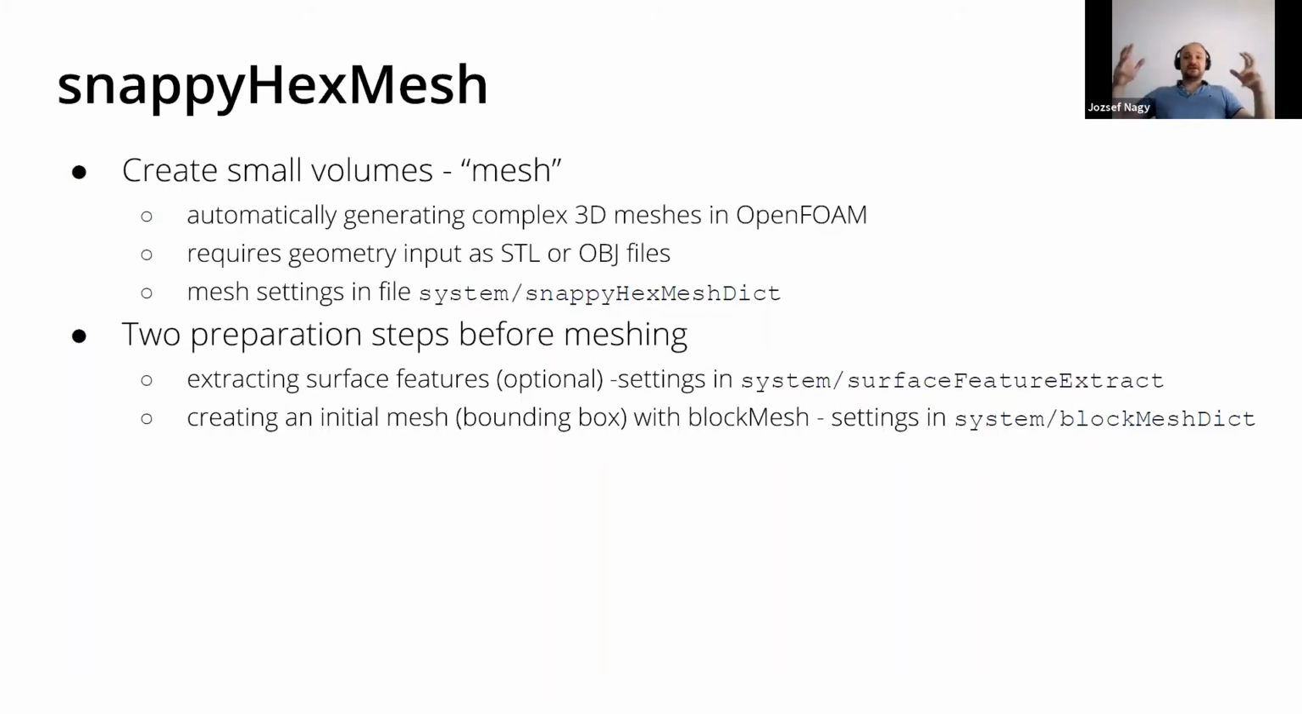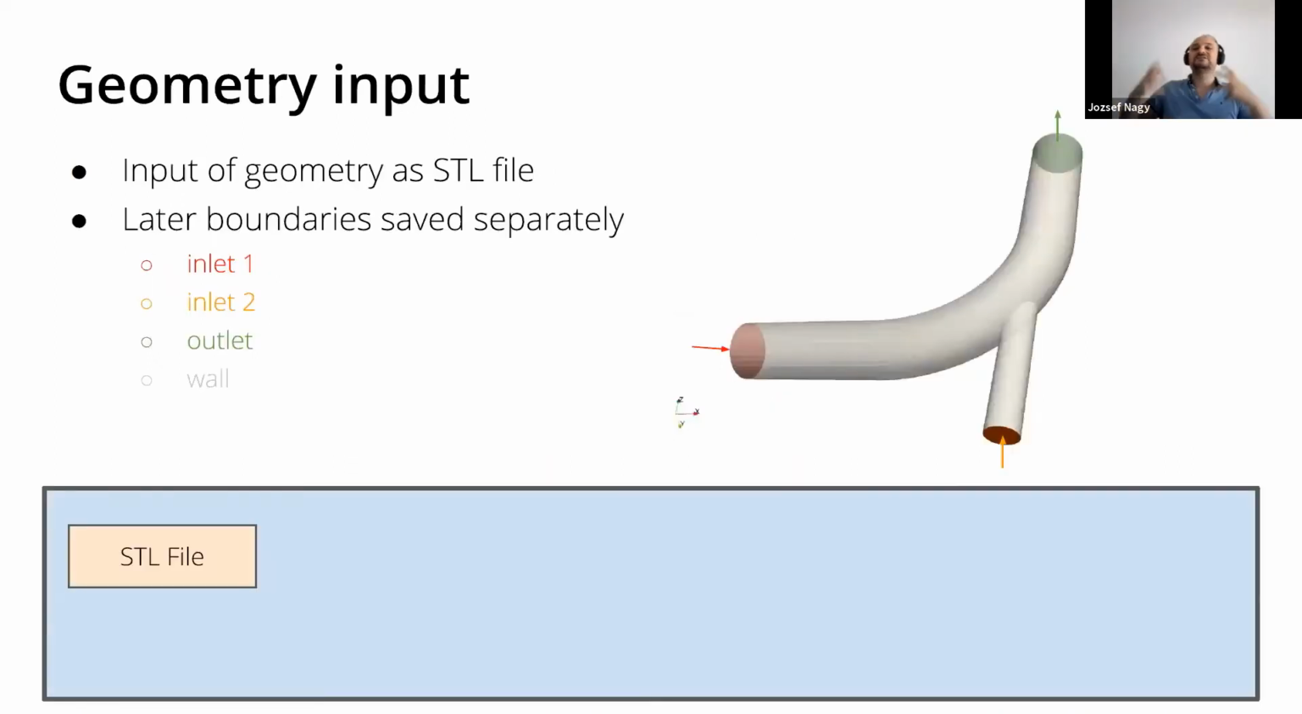So for the meshing, we need a couple of additional dictionaries: the snappyHexMesh dictionary and two additional dictionaries, surfaceFeatureExtract as well as blockMesh. What are those? Now I will try to explain the basic idea behind snappyHexMesh and how it works.